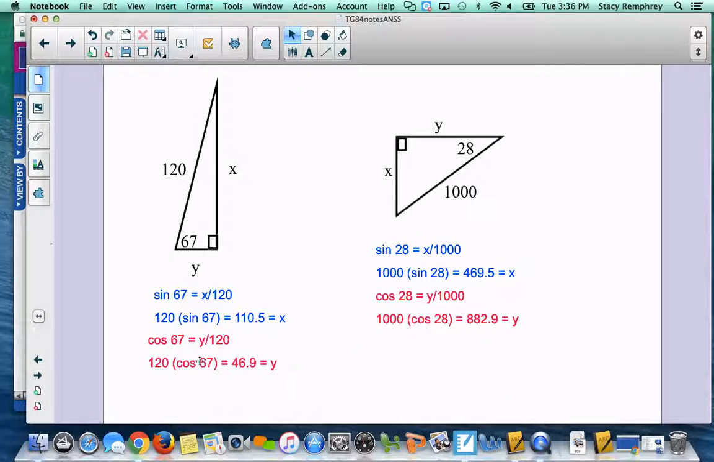Or again, you can set it up this way. Your calculator already has all this. So I set up the equation. I multiplied both sides by 120. I got my answer. Over here, I did the same idea.